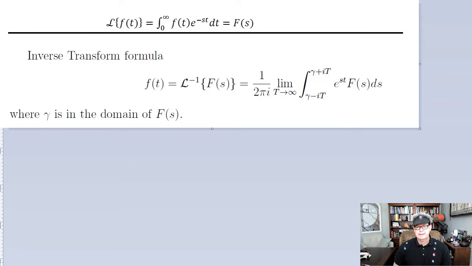Good day, everybody. Today I want to look at using the inverse Laplace transform for solving differential equations that we use the Laplace transform on. So we're looking at the definition of the Laplace transform of a function at the very top here.